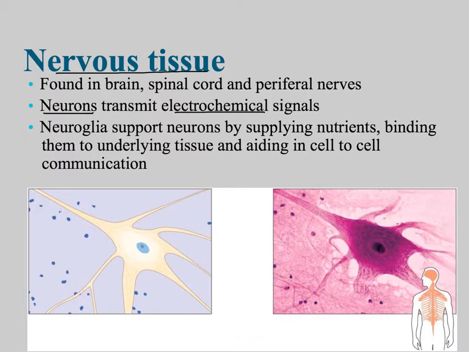But they aren't the only sort of nerve cells. You also have neuroglia, which are supportive cells for your neurons. They supply nutrients, they bind the neurons to the underlying tissue, they aid in cell-to-cell communication, and so you really need both cell types to have your nervous tissue function correctly.